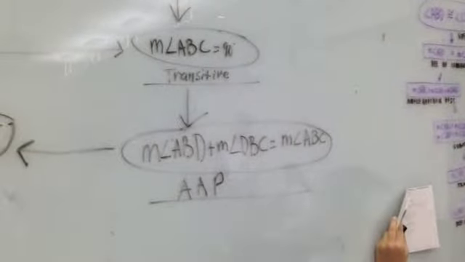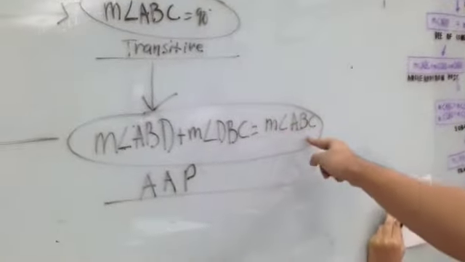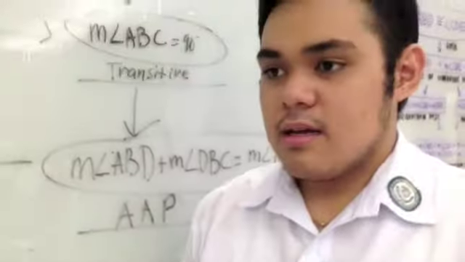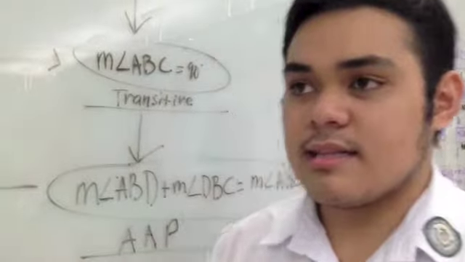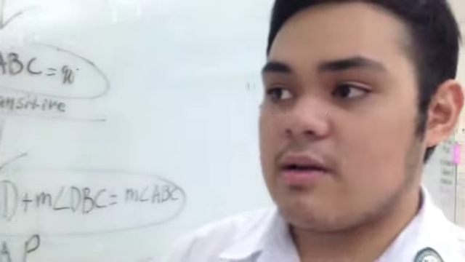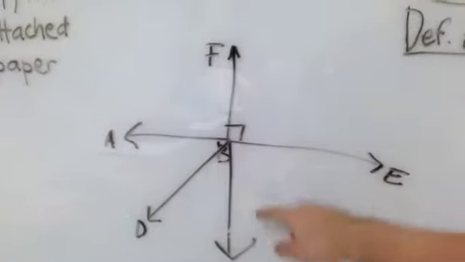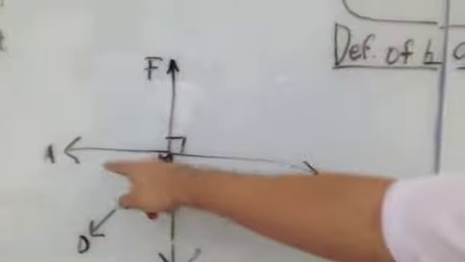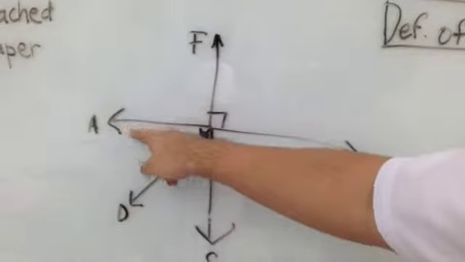Our next concept is that the measure of ABD plus the measure of DBC is equal to the measure of ABC. This is because of the angle addition postulate. The angle addition postulate is that if there is a ray in between, as shown here, in between angle ABC, the measures of ABD and DBC when added give the measure of ABC. So that is the angle addition postulate.